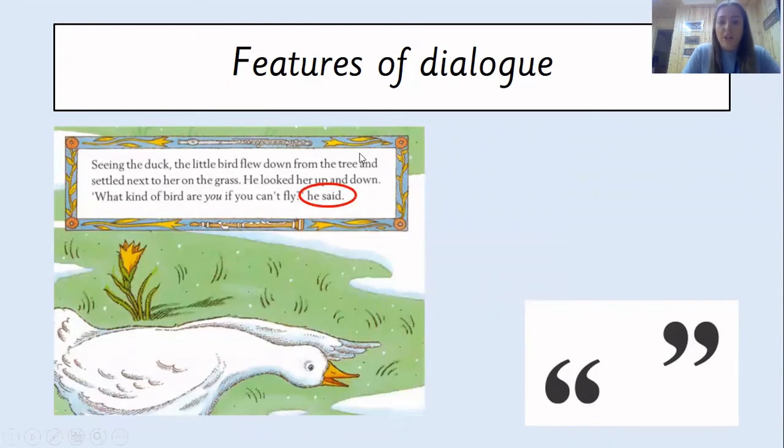Another feature of dialogue is something called a reporting clause. This tells us how the dialogue is said. So in our book it says, "What kind of bird are you if you can't fly?" he said. Now that means he's just saying it, but if he was shouting it, the reporting clause would be, he shouted. If he was nervous, the reporting clause might be, he trembled. So the reporting clause helps the reader to know how the dialogue has been spoken.